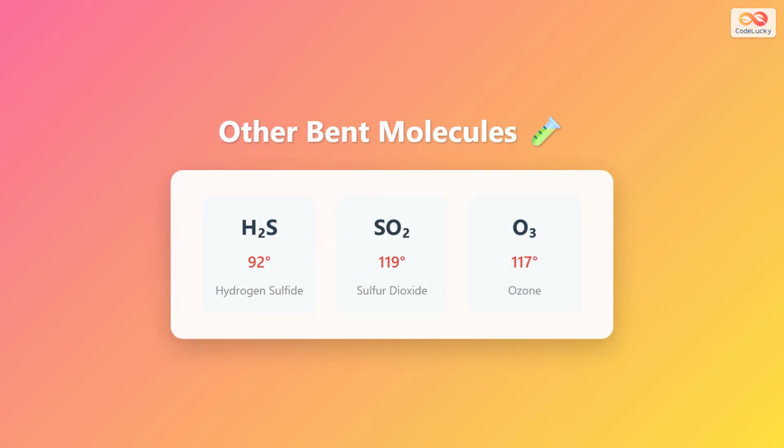Bent geometry is found in other molecules as well. For example, hydrogen sulfide, with the formula H2S, has a bond angle of 92 degrees. Sulfur dioxide, too, has an angle of 119 degrees. Ozone, O3, has an angle of 117 degrees. All these examples show bent geometries due to lone pairs on the central atom.